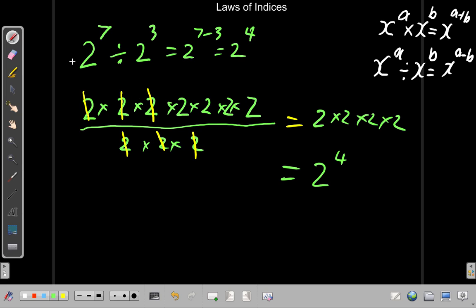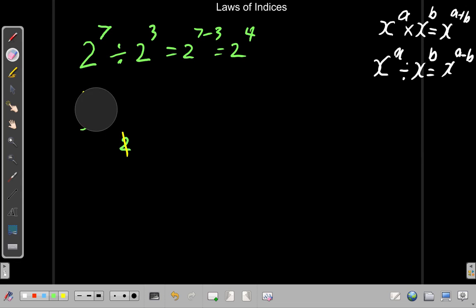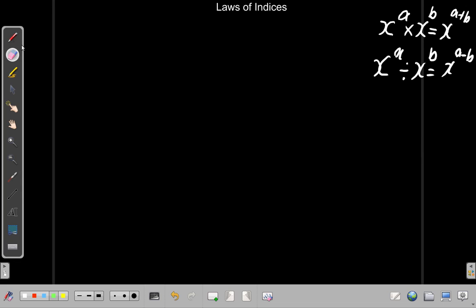Alright, there's a third basic law that we're going to look at now. Let's look at it. What it says is you have a number, say x. X raised to a power a, and all of that is raised to a power b. It is the same thing as x raised to the, and you multiply the indices, the powers, right?